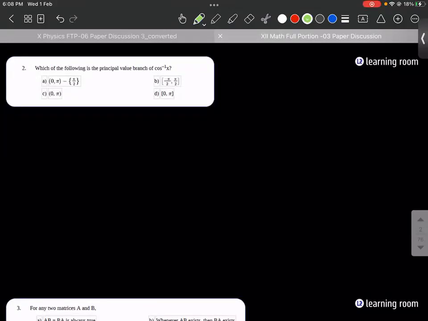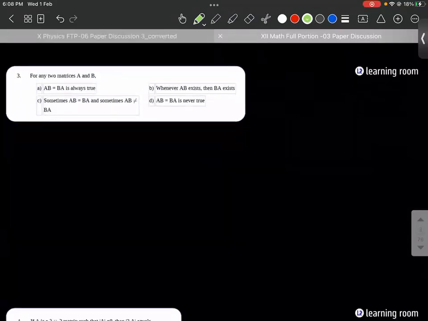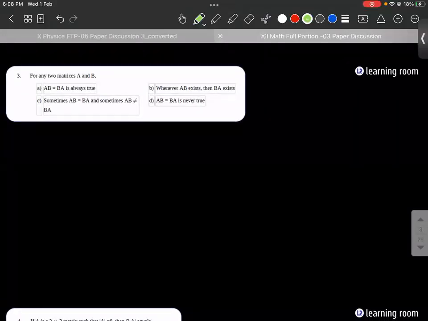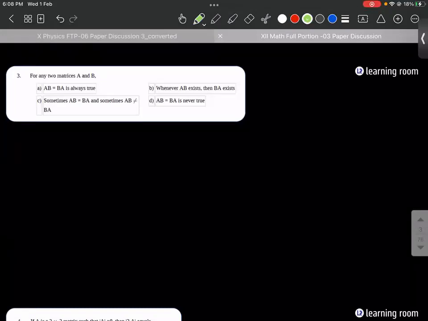Second one, what is the answer? For any two matrices, AB is equal to BA is always true. No. Whenever AB exists, then BA exists. Not necessary. Sometimes AB is equal to BA and sometimes AB is not equal to BA. Partially correct. AB is equal to BA is never true. No. It can happen sometimes.